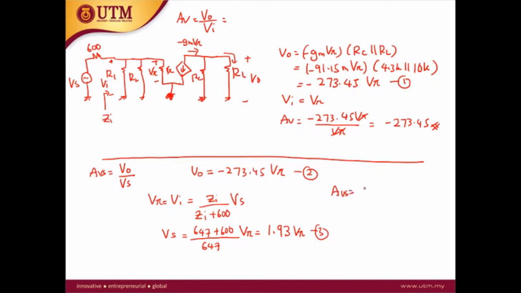Okay, from these two equations, number 2 and number 3, you can solve the AVS. AVS is minus 273.45 V pi over 1.93 V pi. So V pi cancels out, and lastly you get the AVS is equal to minus 141.68. So this is the AVS. Okay, so we have done the voltage gain.